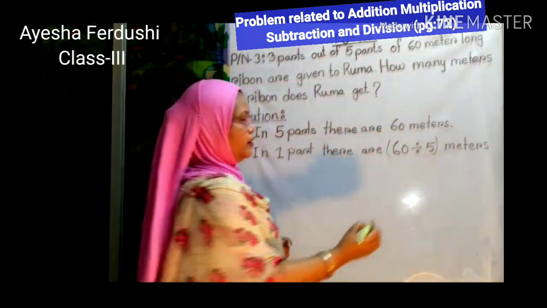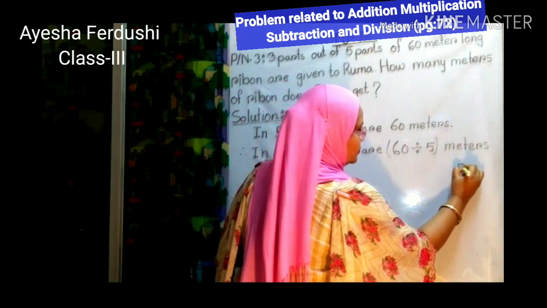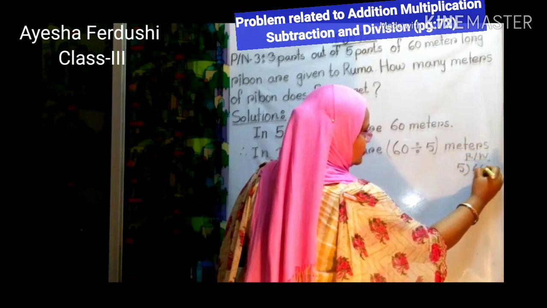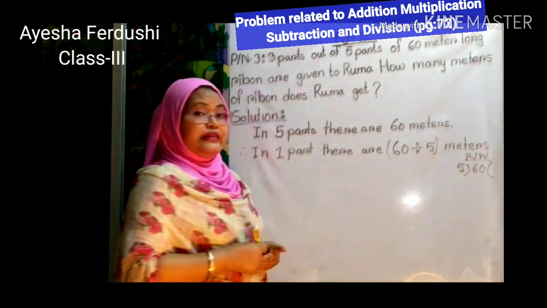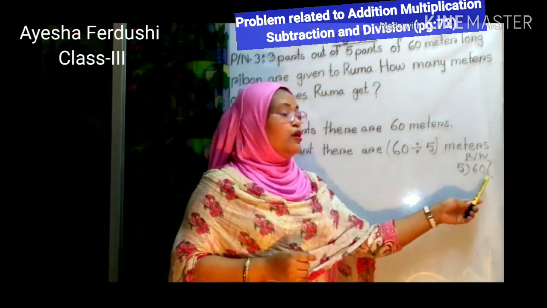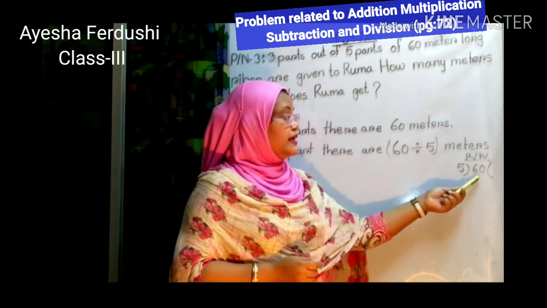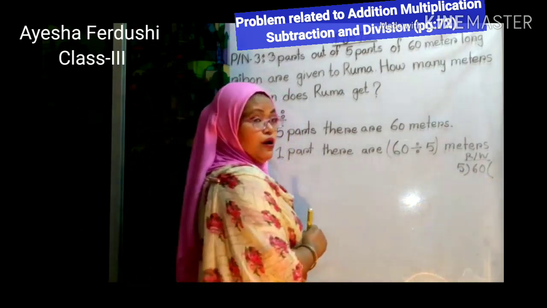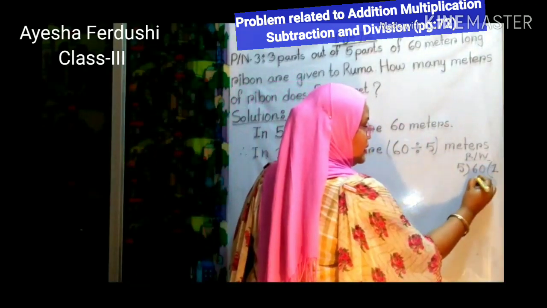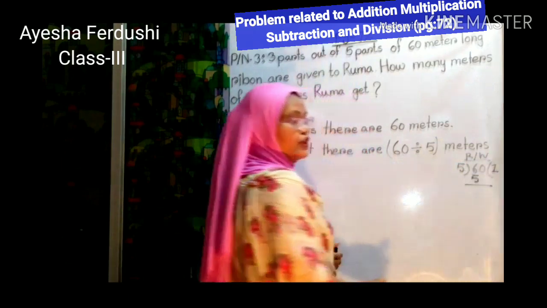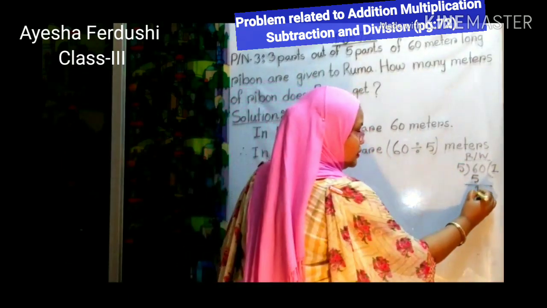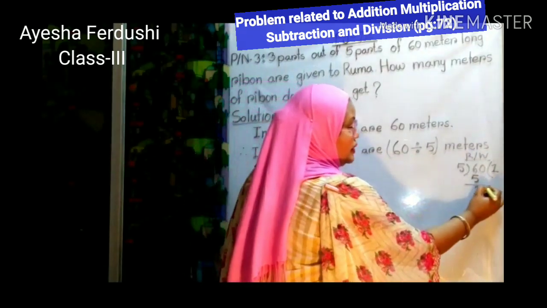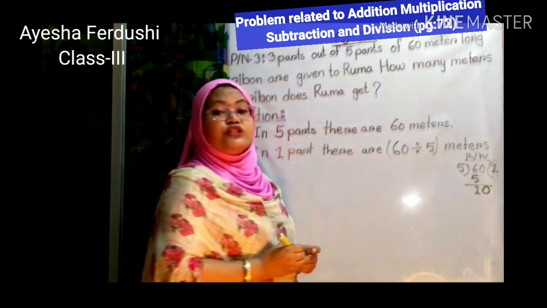So do the rough work here. First digit is 6, so no need to go to the next digit. Why? 6 is bigger than 5, so you can easily divide. How? 5 ones are 5. After subtraction you will get 1. Isn't it? 1 is smaller than 5. So bring down this 0. So this is 10.